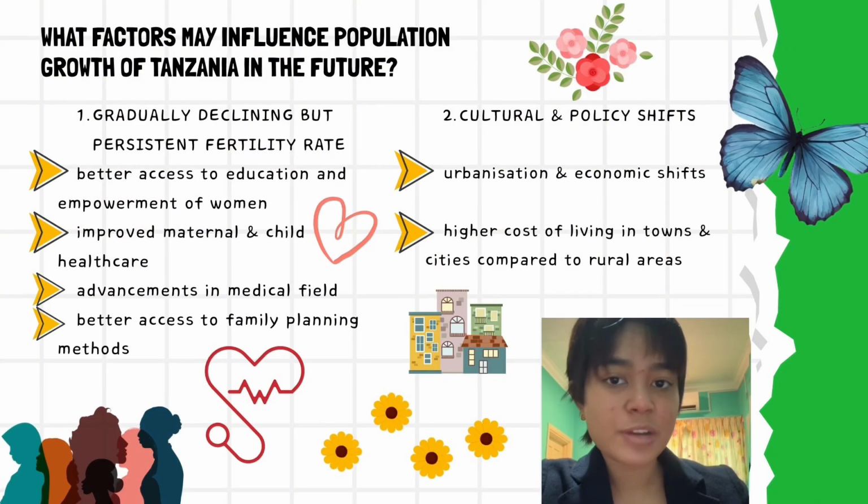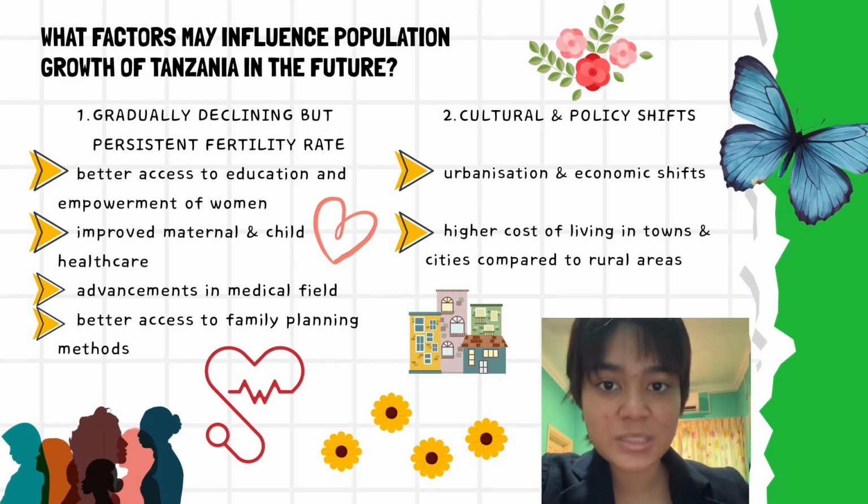So a few factors that will be influencing the population growth in Tanzania in the future would be the gradually declining but persistent high fertility rate, the decreased mortality rate, and the cultural and policy shifts. So because there is an increased access to education and empowerment of women, there is going to be a lot of maternal and child healthcare improvements, which lowers the child mortality rate.